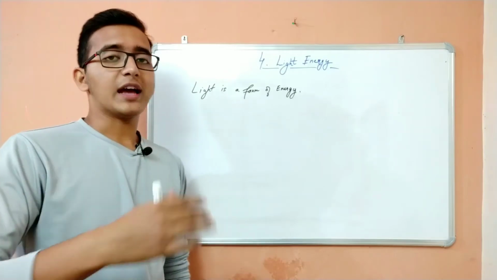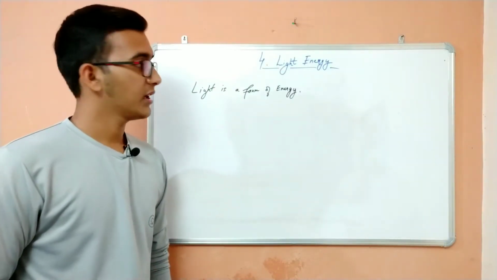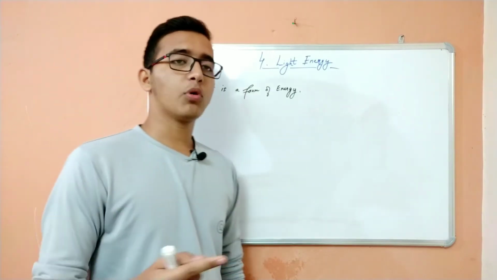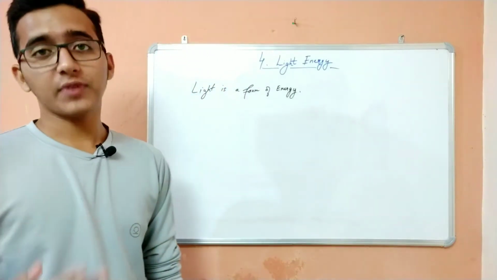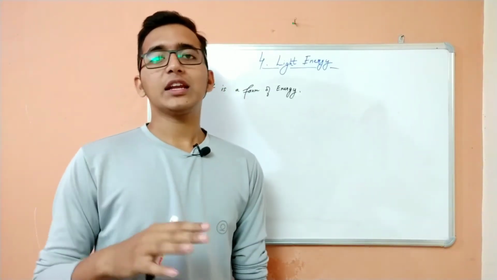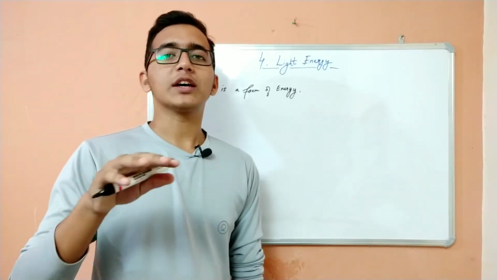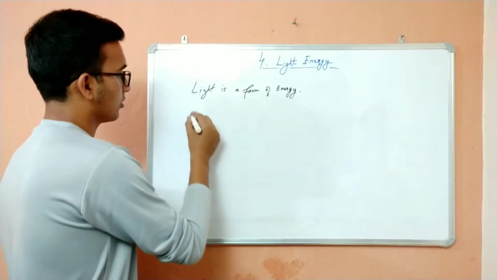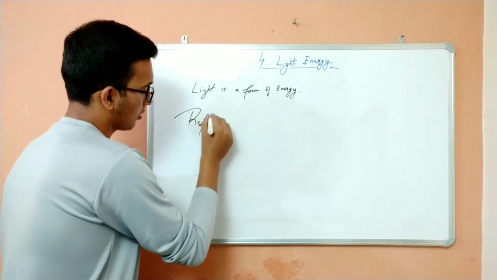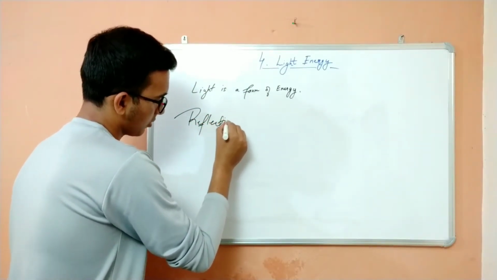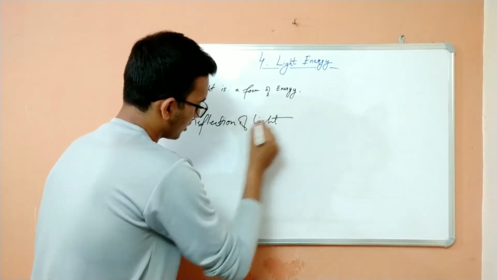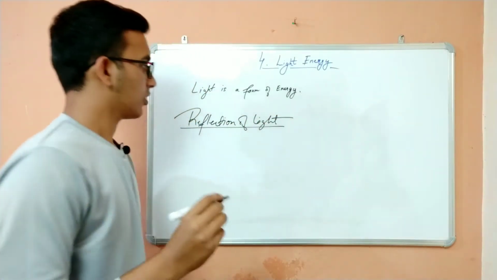Now, light has various characteristics, as I said. And one of the characteristics of light is that it is both reflected and refracted. So currently we will be just discussing reflection of light, no refraction.